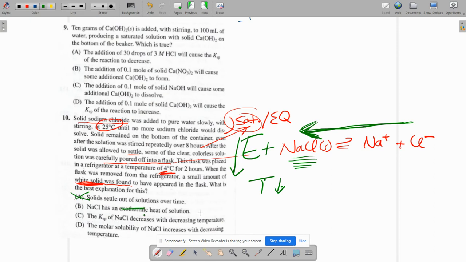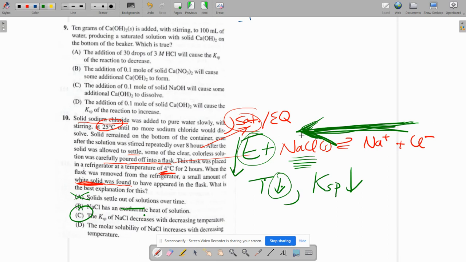Heat of solution implies the energy needed to basically dissolve this, so it's another way to describe this dissolving process. The Ksp of NaCl decreases with decreasing temperature. I would say that is absolutely true, because that's what we're describing here. As temperature went down, Ksp did decrease because it did go in the backward direction. You remember, large K means you go forward, smaller K means you go backwards. And finally, the molar solubility of NaCl increases with decreasing temperature. That's false as well, because when you decrease the temperature, the molar solubility actually decreased because it was going backwards. So I would say C is the best answer.